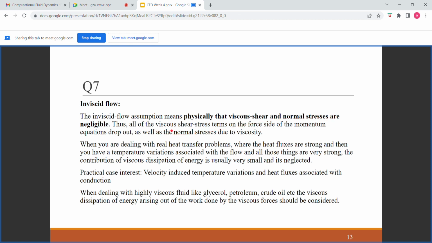Thus, all of the viscous shear stress terms on the force side of the momentum equation drop out, as well as the normal stresses due to viscosity. So, in the inviscid flow assumption, physically the viscous shear and normal stresses are very low and they are neglected. In that case, all of the viscous shear stress terms in the momentum balance equation drop out, and also the normal stresses due to viscosity drop out.